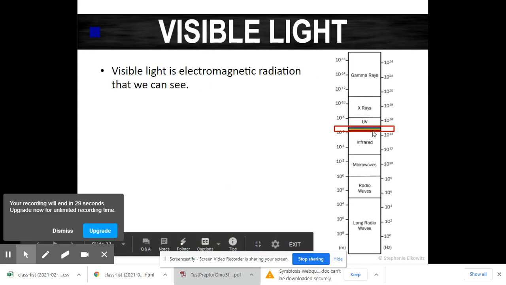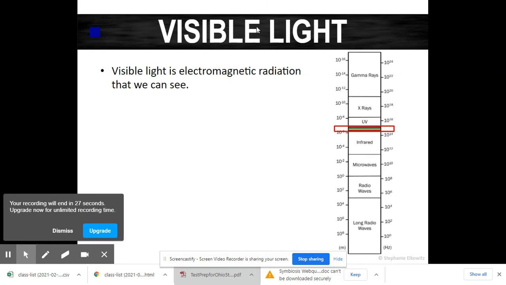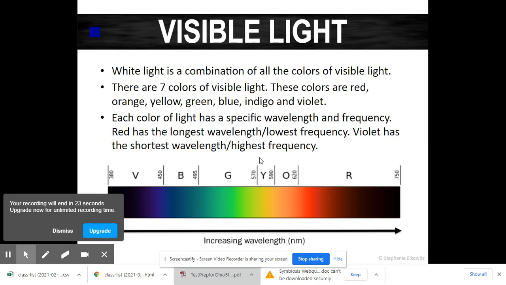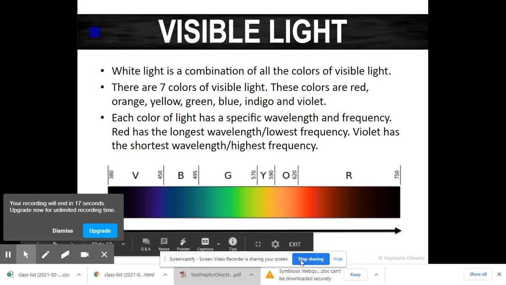Now, as we move up the spectrum, the next one is visible light. This is the light we can see. So I'm going to stop here, and then we'll continue on the spectrum as I talk about visible light.